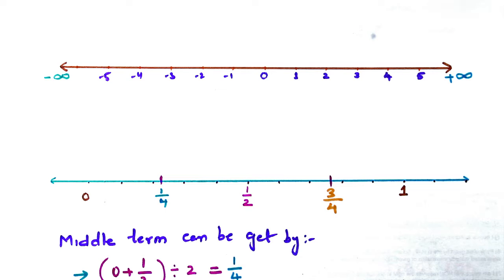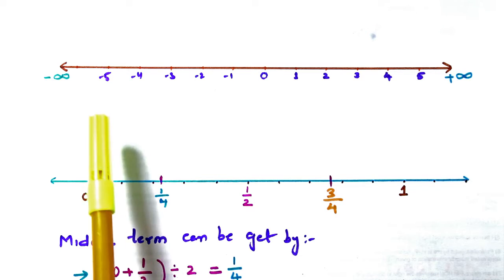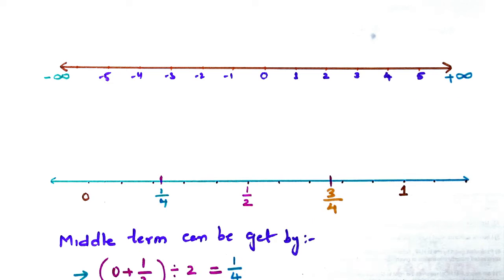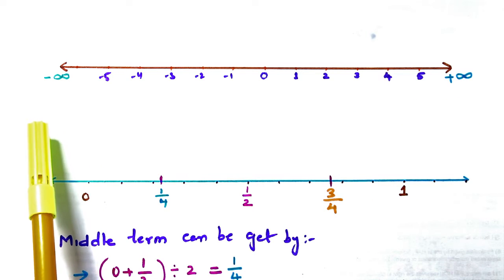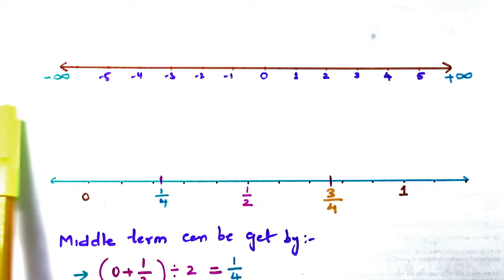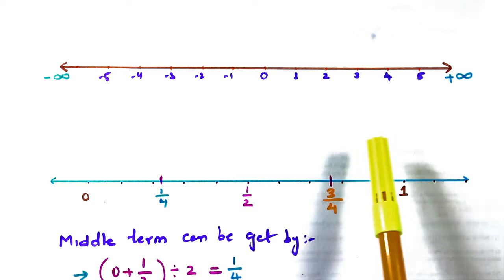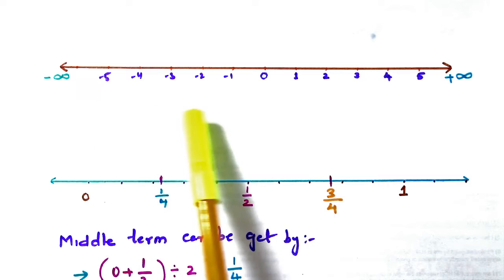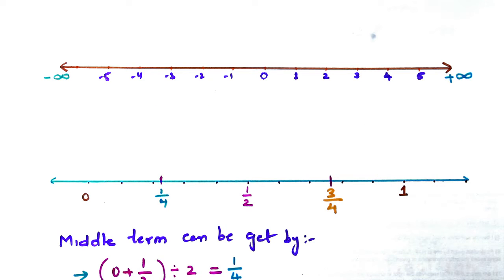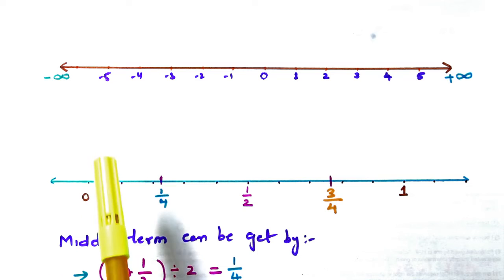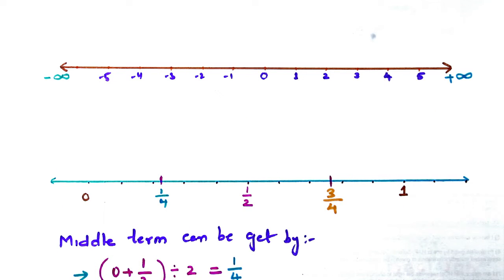Alright, as you can see here, I've got a number line over here. It is going towards minus infinity, and from 0 to plus infinity, and we are calling these numbers integers. Alright, so whenever we consider this number line, what do you think that we could have in between these two numbers?